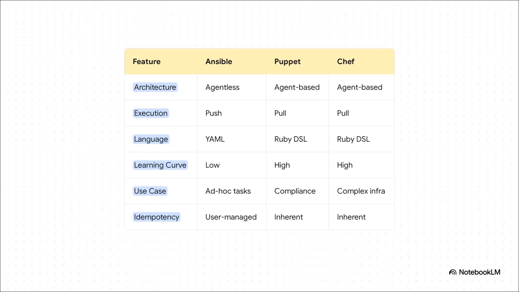Okay, just look at this. You can see the big divides right away. Architecture: Ansible is the odd one out, the only agentless tool. That directly connects to the learning curve, where Ansible's simple YAML is just way easier to pick up than the powerful but complex Ruby DSLs that Puppet and Chef use. Understanding these fundamental trade-offs, that's the key to your decision.